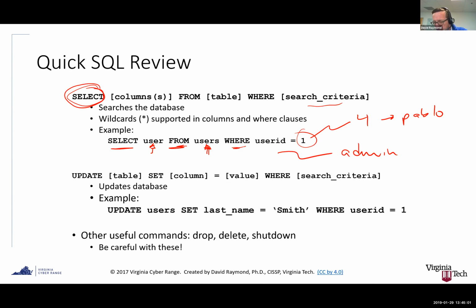Another command that's used quite a bit is the command update. You can say update, then put the name of the table, and then say set column equals value where search criteria. So here you might say update users, so update the users table, set last name equals Smith where user ID equals 1.